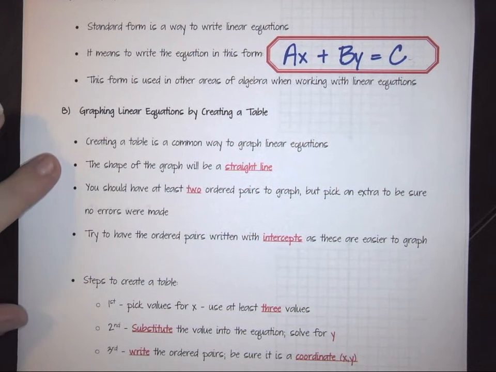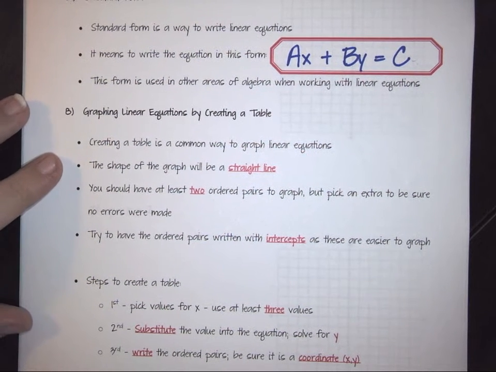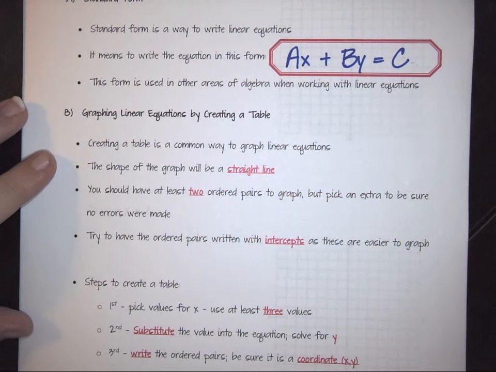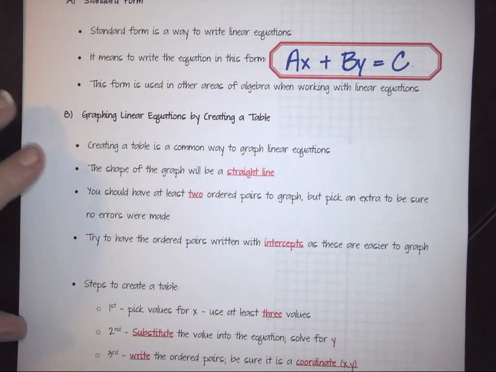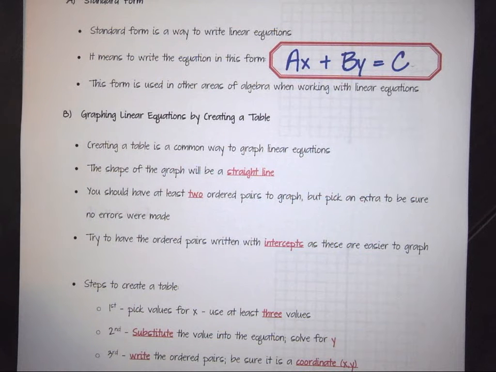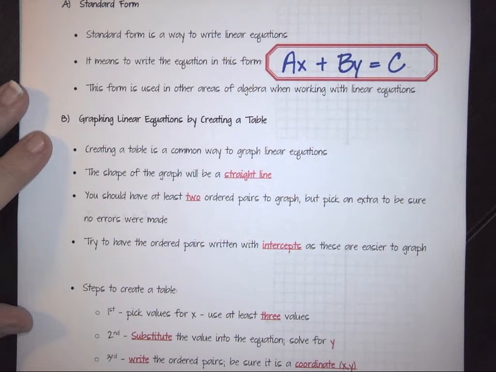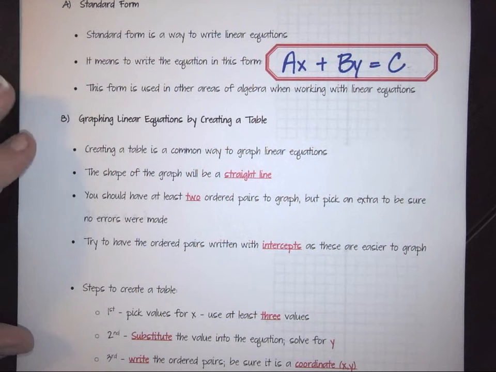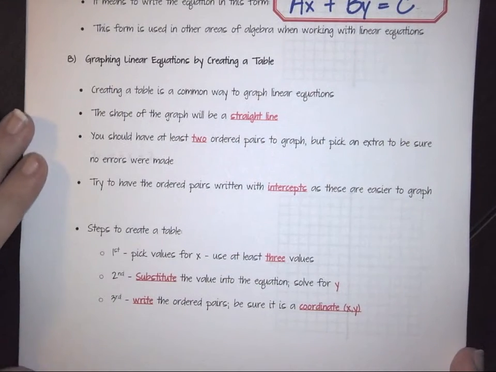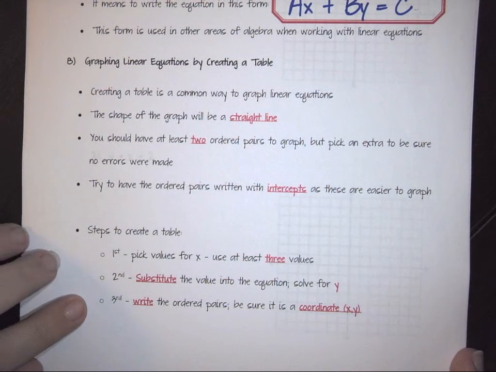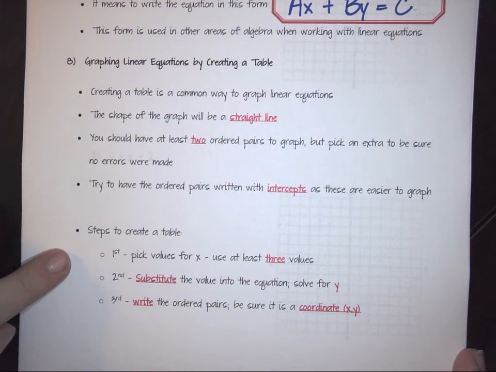So what we have to remember is when creating a table, you are simply plugging and chugging the information that you have. By that, what we're doing is you would choose values for one of your variables and then be able to solve for the other, thus creating your coordinate points. So here are just the three easy steps to remember for creating your table.